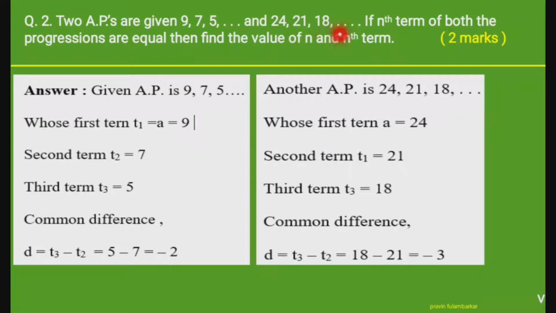Similarly, for second arithmetic progression, terms are 24, 21, 18 and so on, whose first term a equals 24, second term t2 equals 21, here is print mistake, t2 equals 21, third term t3 equals 18. So common difference d equals t3 minus t2. So we get 18 minus 21, that is equals minus 3. So this d equals minus 2 is the common difference for first arithmetic progression, and d equals minus 3 is the common difference for second arithmetic progression.